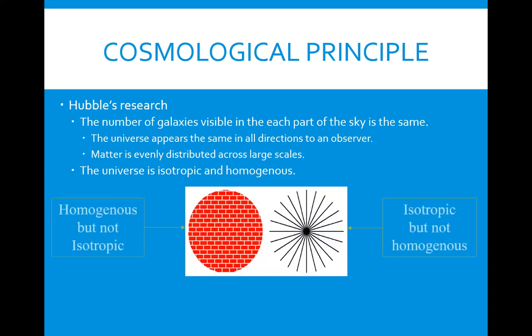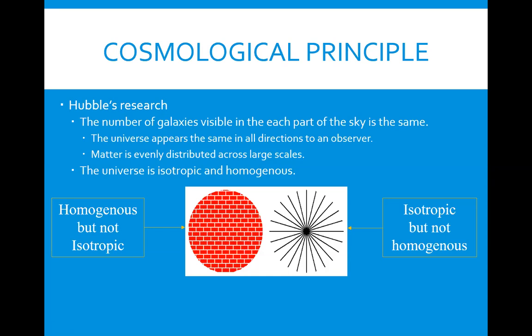So here are two pictures. What we're going to say is that the picture on the left corresponds to several red bricks arranged in a circular pattern. The pattern of red bricks on the left is a homogeneous arrangement of bricks, but it is not an isotropic arrangement of bricks. On the flip side, the picture on the right-hand side, these little black lines that are all emerging from this black dot in the center, we're going to say that this corresponds to an isotropic pattern, but it's not a homogeneous pattern.